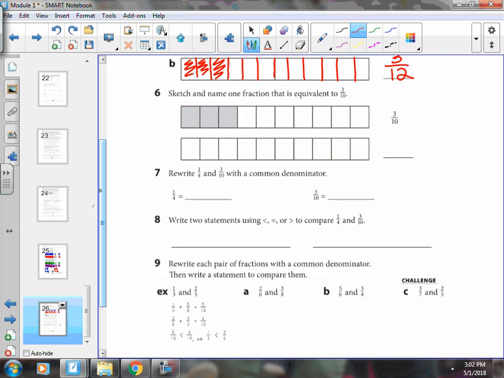Number 6, a fraction equivalent to 3/10. So I think, again, to keep things nice and simple, I'm going to double the top and double the bottom, which means each section is half as big, which means I need to shade in twice as many, and that will keep the fraction equivalent. So instead of shading in 3, I'm going to shade 6, because 3/10 is the same as 6/20. Your answers could be different than mine, but these are just some nice, easy examples.